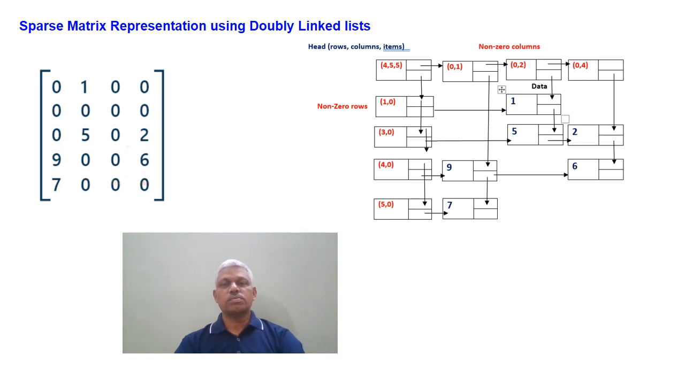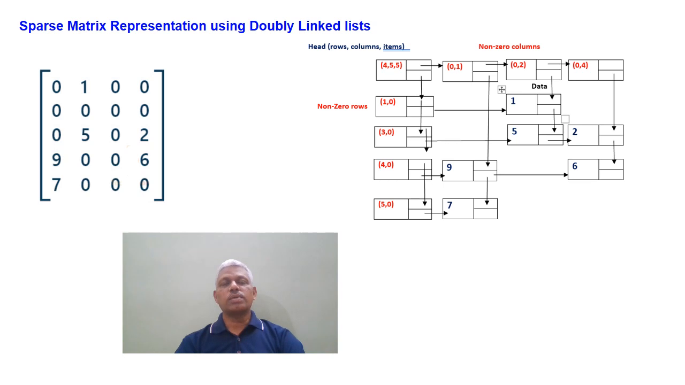To indicate this, we have 0,1. The next node link to 0,1, the second node, indicates the first column. 0,2 is the second column. 0,3 is missing, so it's a zero column. 0,4 is the fourth column. So 0,1, 0,2, 0,4 indicate non-zero column information. Similarly, for rows, 0,1, 0,3, 0,4 and 0,5 are the non-zero rows. These nodes indicate row information, and the above three indicate non-zero column information.